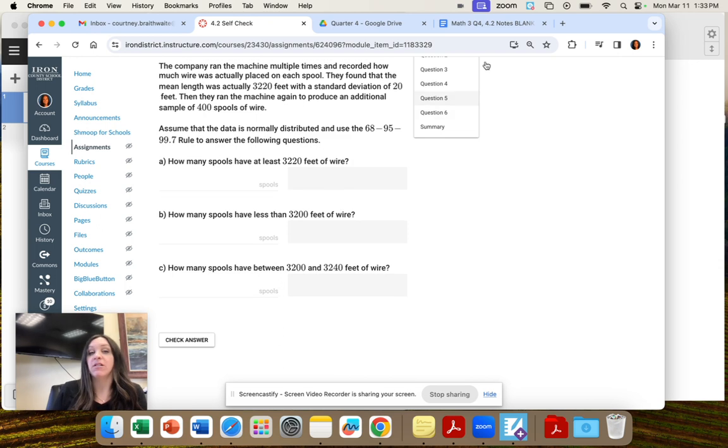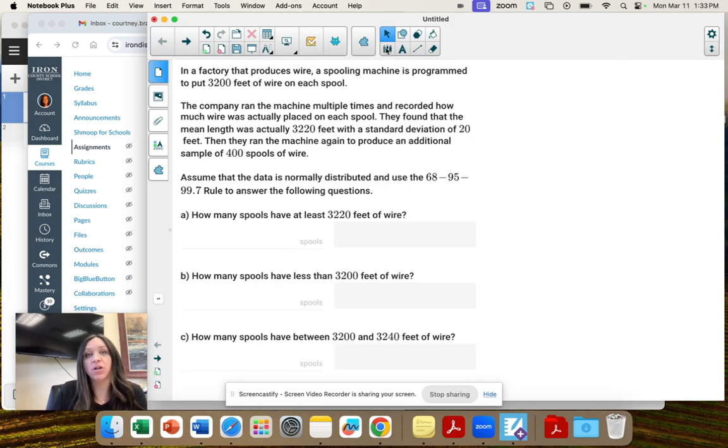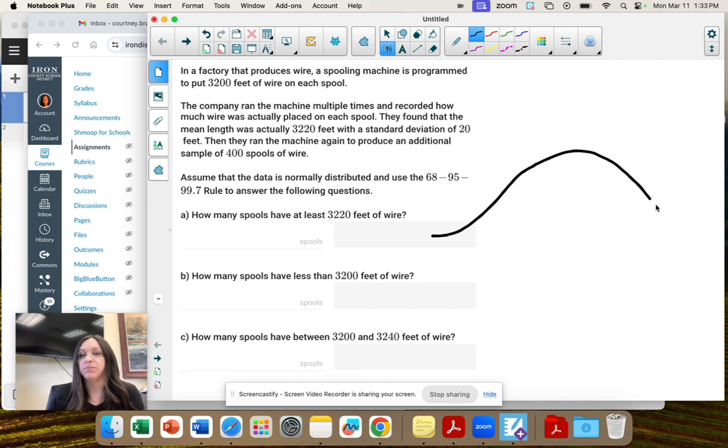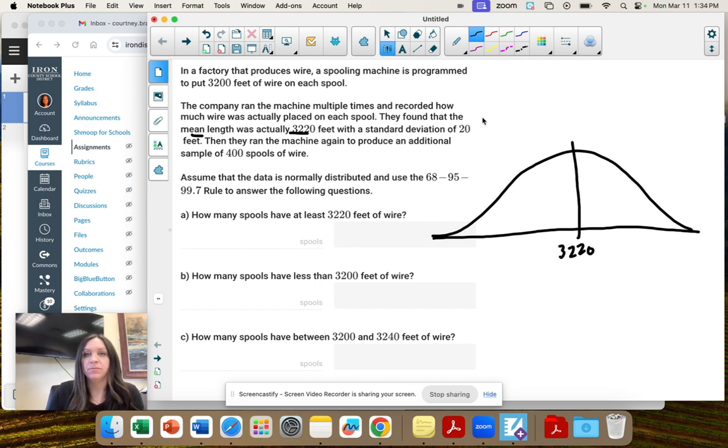Okay, so that's a lot of information, but we were given enough to make our normal distribution. So our mean length, that's the middle, was 3,220. So how many spools have at least 3,220? Well, this is where the normal distribution cuts in half. So that's 50% have at least that.